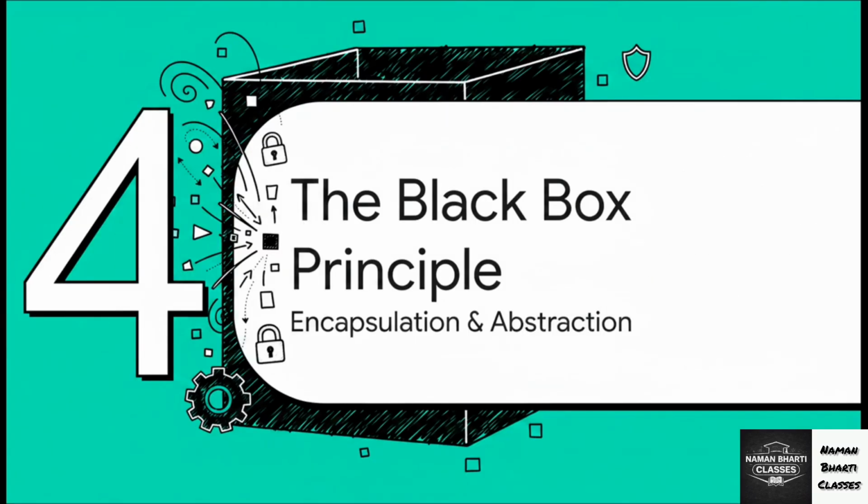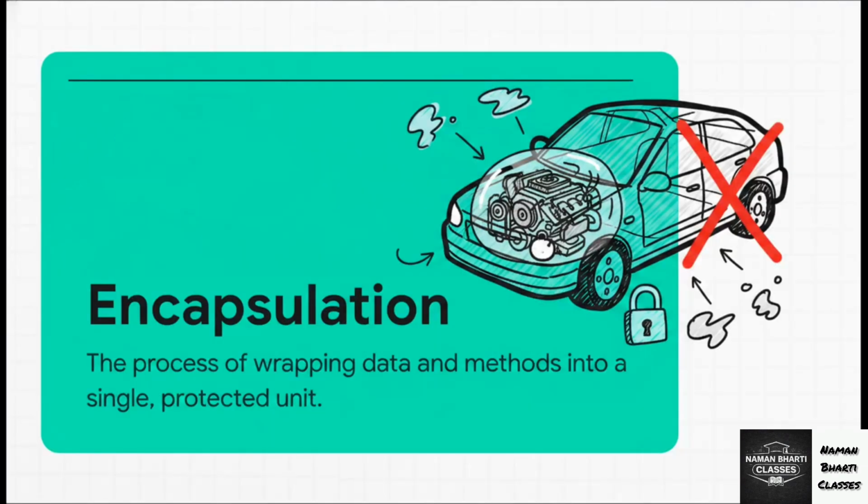All right, our final 2 pillars work together so perfectly that I like to call them the black box principle. They're all about protecting our data and, at the same time, hiding away complexity. First up is encapsulation. This is basically the process of bundling an object's data and the code that works on that data together into one single protected unit.